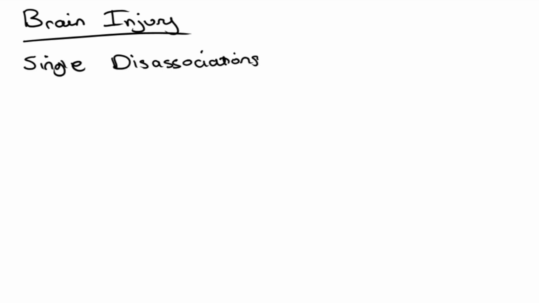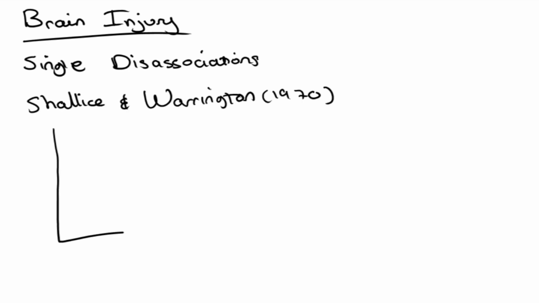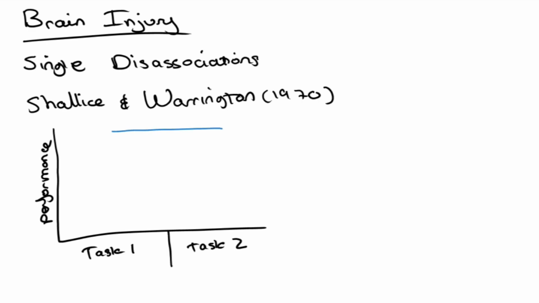Single dissociations involve designing a study where participants with brain damage are compared with those without brain damage when completing certain cognitive tasks. And single dissociations are found when participants perform normally on one task but poorly on the other. An example would be a study done by Shallice and Warrington, who got patient A and patient B to perform on two memory tasks, one short-term and one long-term.